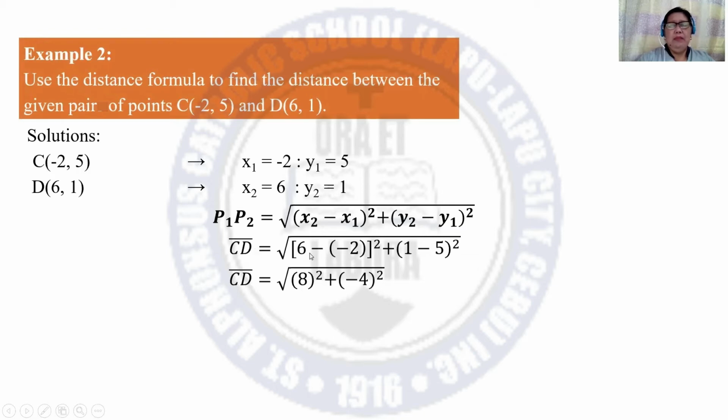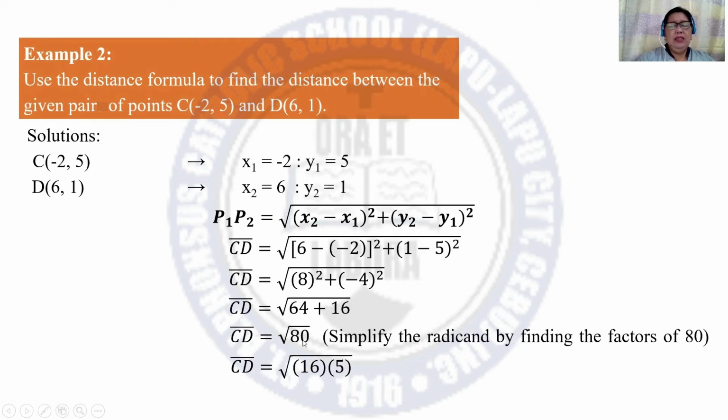Using the distance formula, we substitute all the values and then simplify. 6 minus -2 is equivalent to 8, then we take the square later. Then 1 minus 5 is -4, then you take the square. The square of 8 is 64, the square of -4 is 16. 64 plus 16 is 80, so we have the square root of 80.